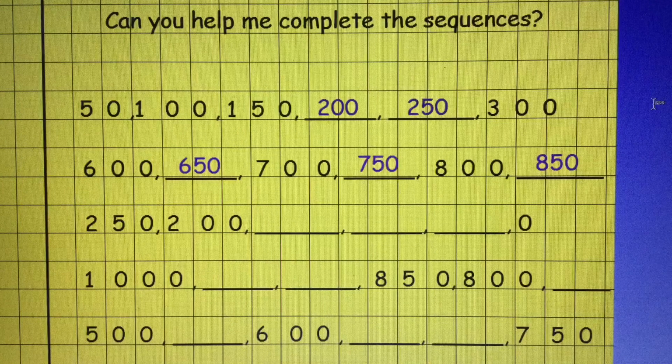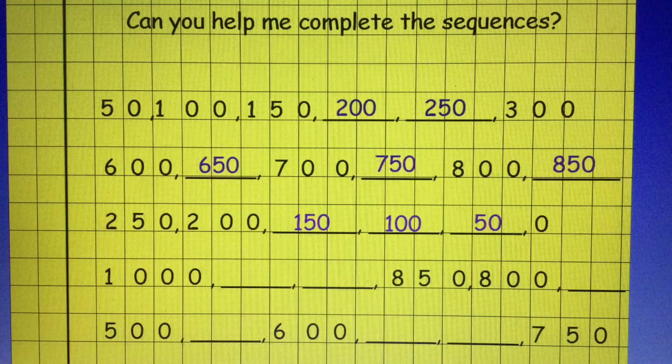For the second one, we had all the multiples of 100, but not the other numbers. So it goes 600, 650, 700, 750, 800, 850. The next one was a bit trickier because if you notice it went from 250 to 200, so it's going down, it's descending, the numbers are getting smaller.